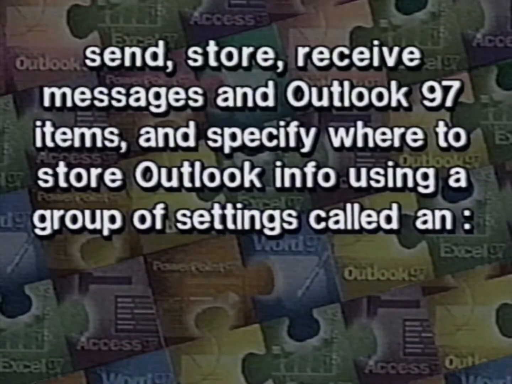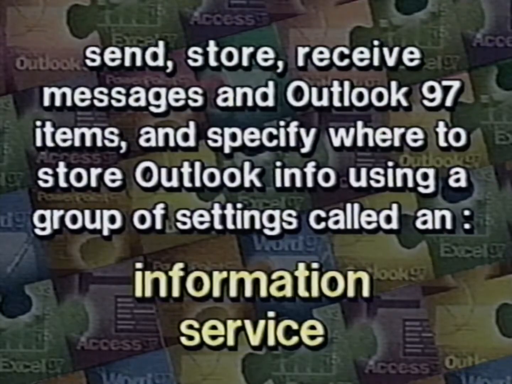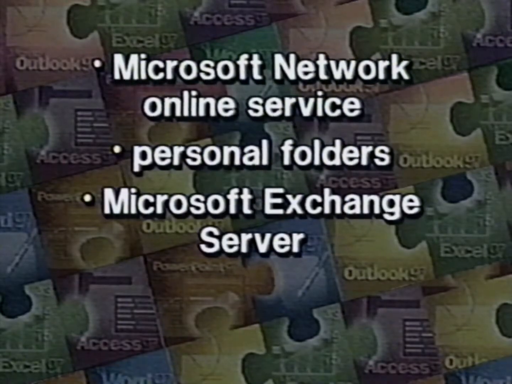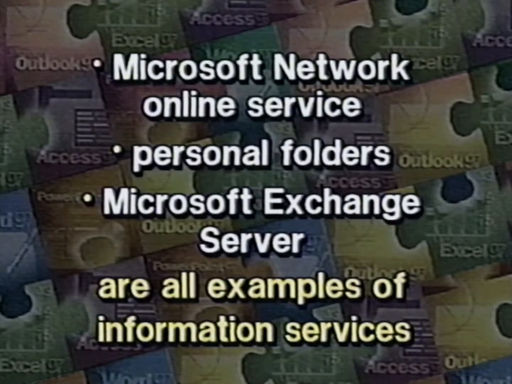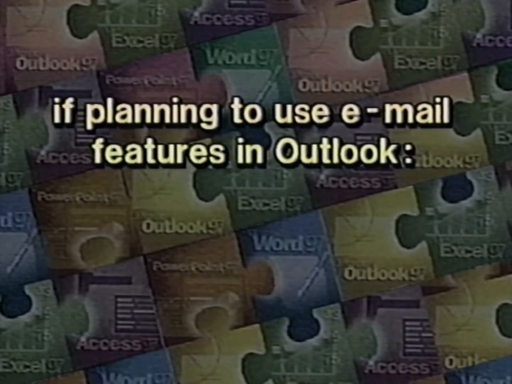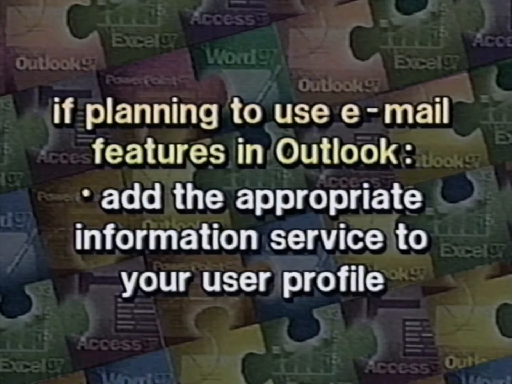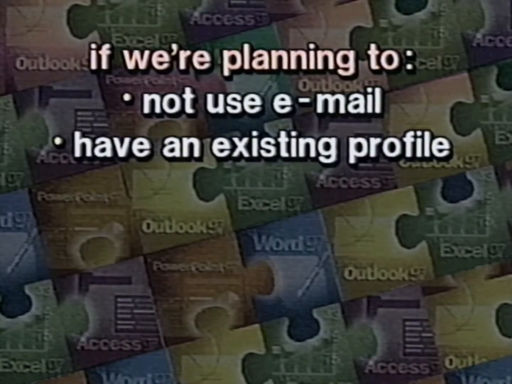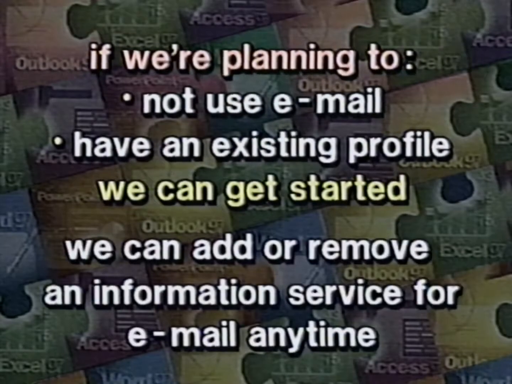To send, store, and receive messages and Outlook items, and to specify where to store our Outlook information, we use a group of settings called an information service. The Microsoft Network Online Service, Personal Folders, and Microsoft Exchange Server are all examples of information services. If we plan to use email features in Outlook, we must add the appropriate information service to our user profile. If we don't plan to use email, or if we have an existing user profile with the information service and settings recommended by our administrator, we can get started right away. We can add or remove an information service for email at any time.